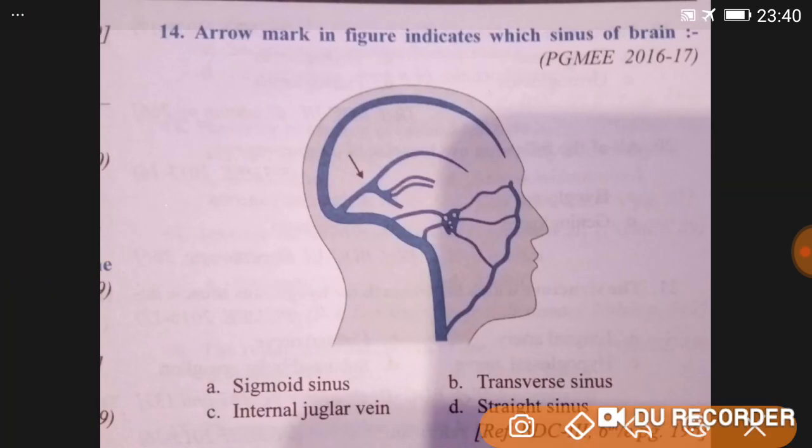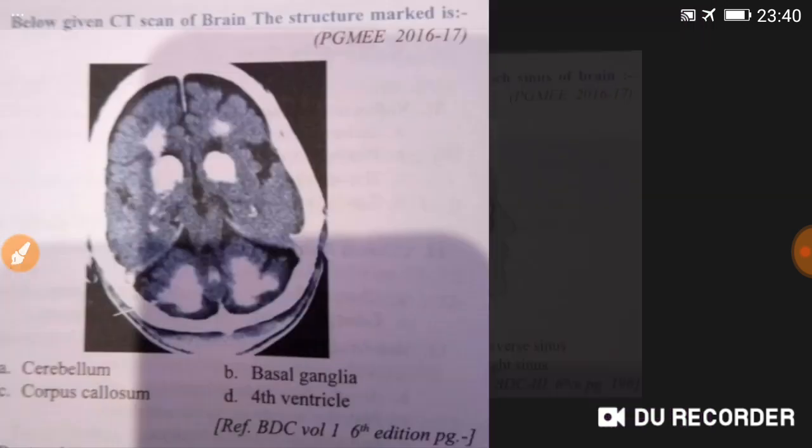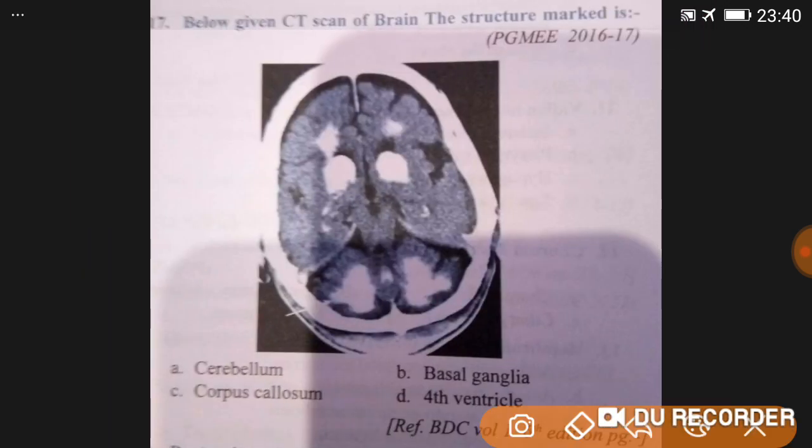Arrow mark in the figure indicates the sinus of brain. Below given CT scan, the brain structure marked is cerebellum. This marked structure, cerebellum.